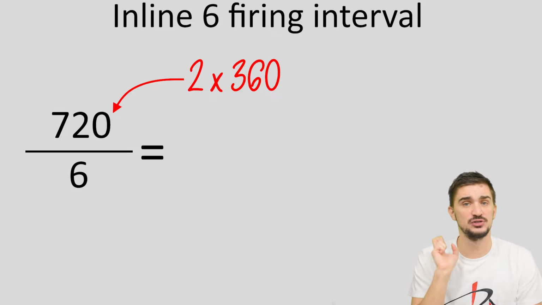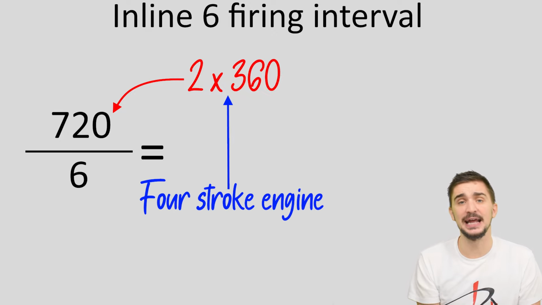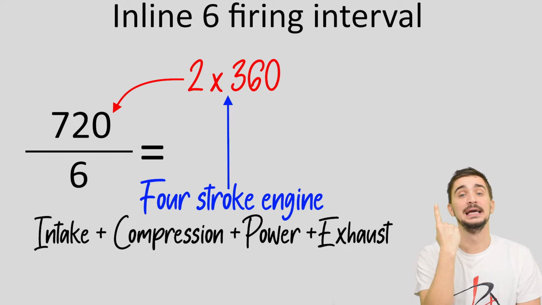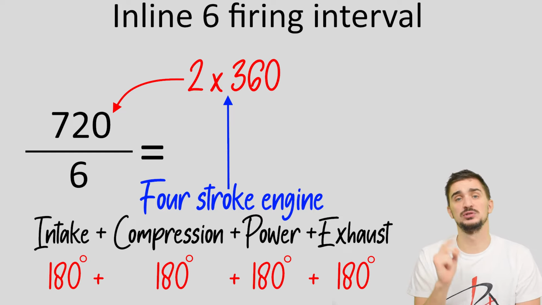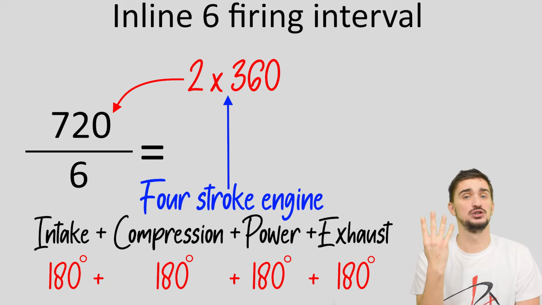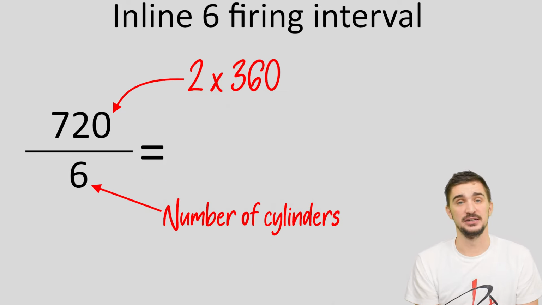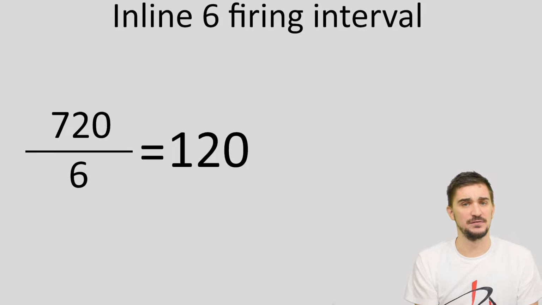We're doing 2 times 360 because we're talking about 4-stroke combustion engines here, and 4-stroke internal combustion engines need 2 full revolutions for one completed combustion cycle. 1 stroke is 180 degrees, 2 strokes are 360 degrees, and 4 strokes are, of course, 720 degrees. 6 is simply the number of cylinders in our engine. The result is 120, and this tells us that the inline 6-cylinder engine fires every 120 degrees of crankshaft rotation.